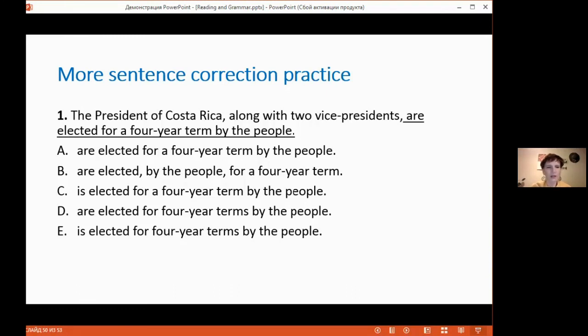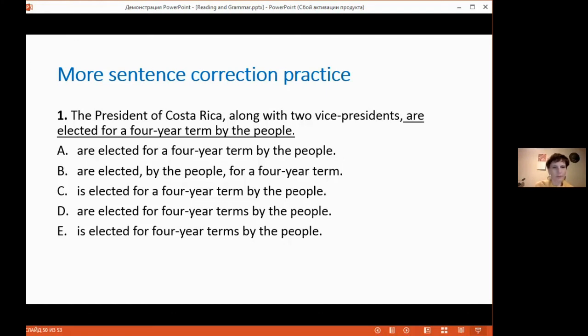Yes, and we choose option C because it has the correct agreement of verb and the subject, and we can't use option E, where we also find is, because there is no article in front of 4 year, because there is terms in the plural, and year is an adjective in front of term. Thank you. Yes. All right.